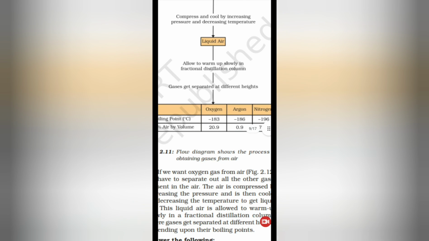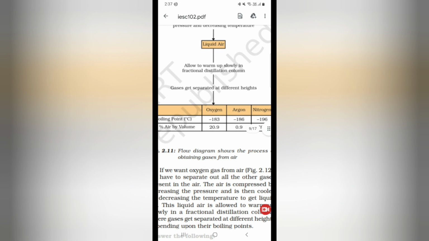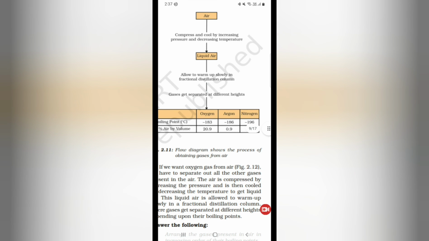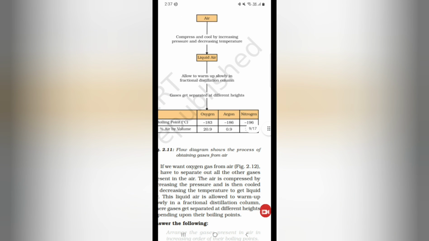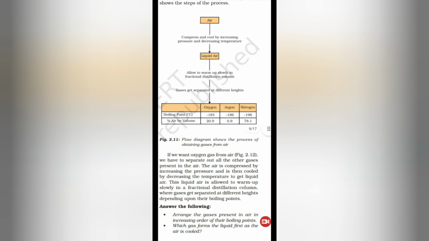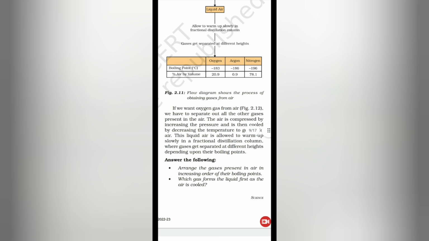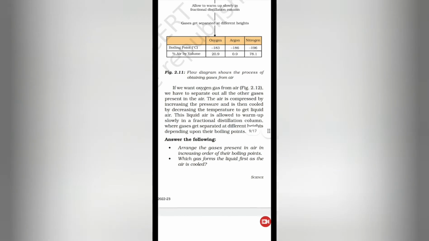So what are the percentages of the gases in air? Oxygen is about 20.9%, argon is about 0.9%, and nitrogen is about 78.1%. So this was the flow diagram that shows the process of obtaining gases from air. If we want oxygen gas from the air, we have to separate out all the other gases present in the air. Therefore the air is compressed by increasing the pressure and then cooled by decreasing the temperature to get liquid air. I think this was very clear.